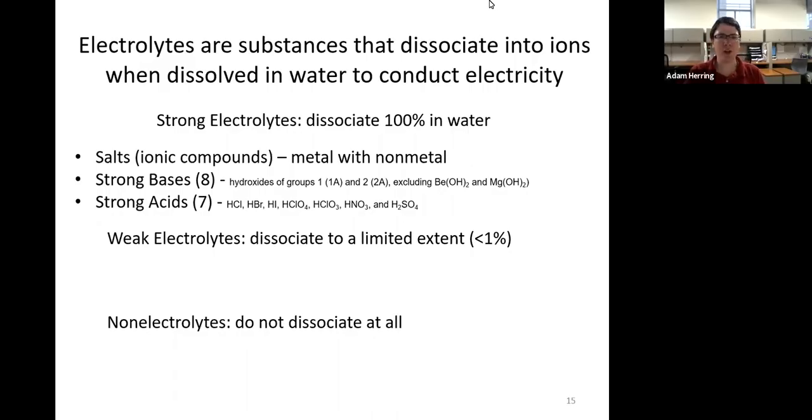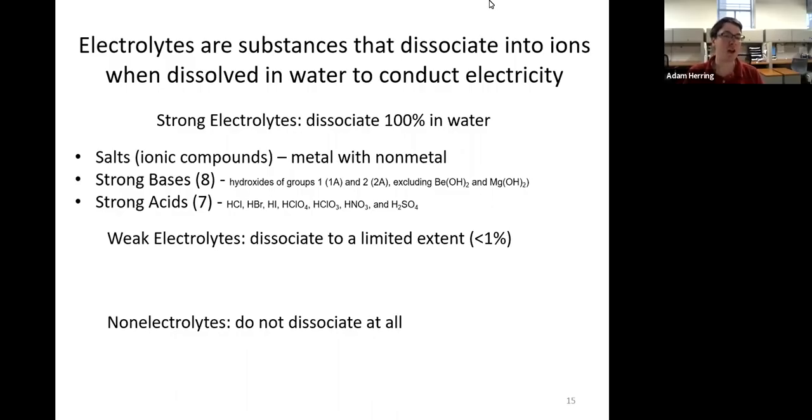The strong bases are combinations of hydroxides with group 1A and 2A metals. So these are also ionic compounds. However, they fall under a special category that we call bases. And so again, these are metals that are combined with hydroxide. And it's metals of group 1A and 2A, with the exception of magnesium hydroxide and beryllium hydroxide. Those are bases, however, they are weak bases. Therefore, they would be counted as weak electrolytes.